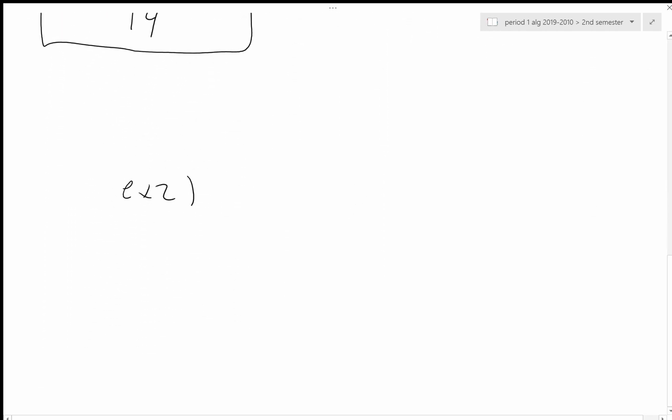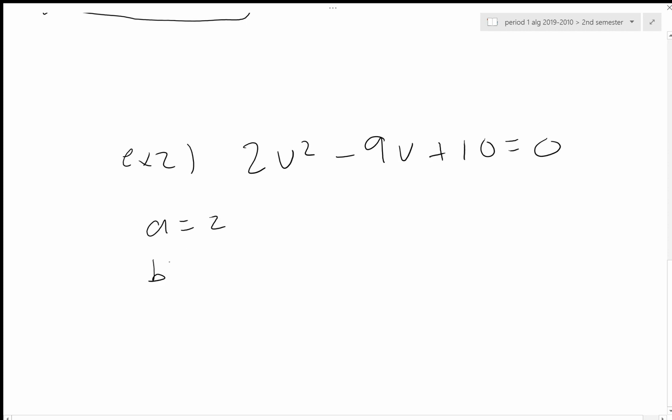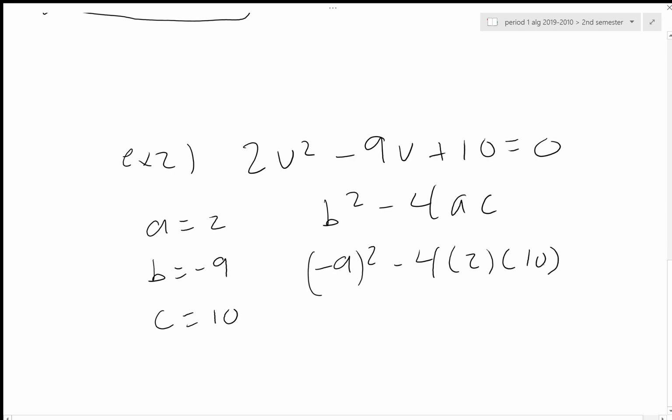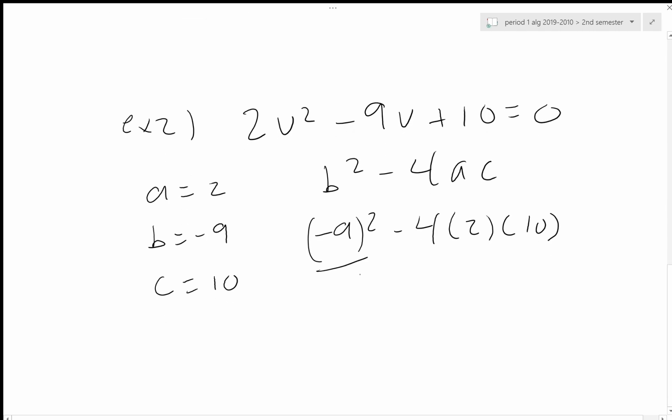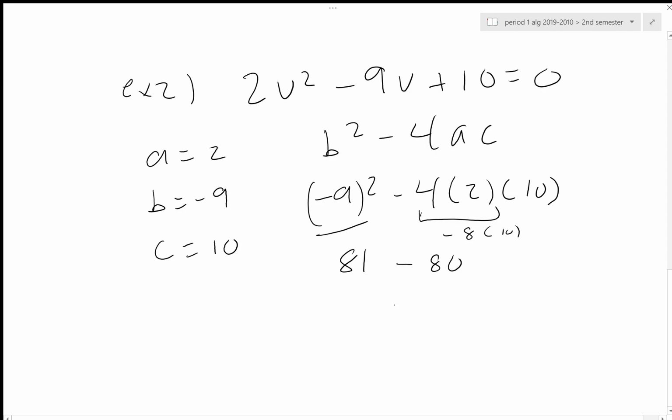So example number 2. 2v squared minus 9v plus 10 equals 0. So again, a is 2, b is negative 9, c is 10. We use that part, b squared minus 4ac. So again, negative 9 squared minus 4 times 2 times 10. Again, always positive. 9 times 9 is 81. Negative 4 times 2 is negative 8. Times 10 is negative 80. 81 minus 80 is 1.